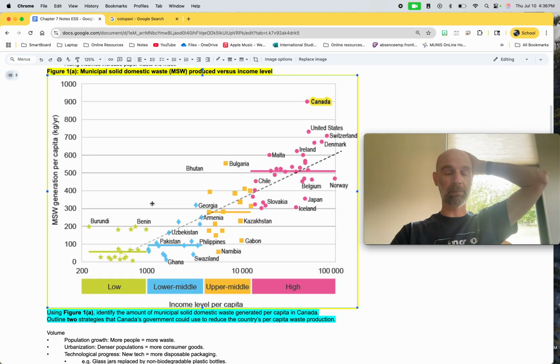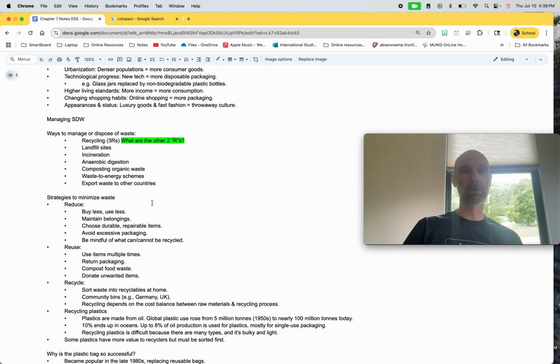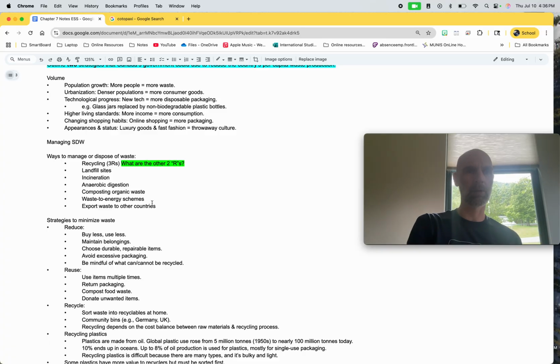So, all right. Next, volume, population growth. More people equals more waste. Urbanization. Denser populations means more consumer goods. Yep, the more urbanization you have, the more we have a consumer culture or economy. Technology progresses. New technology, more disposable packaging. Yep, use it, abuse it, lose it. So, glass jars replaced by non-biodegradable plastic bottles.